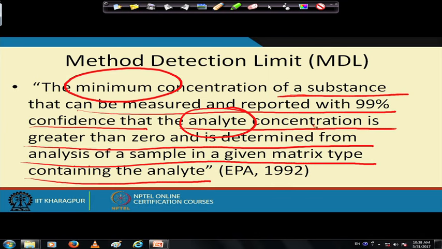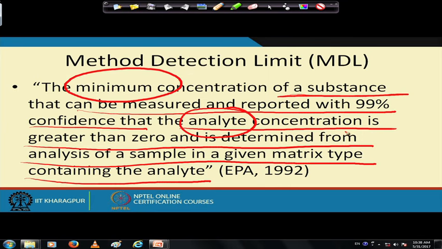The concentration, of course, is the amount that is present. Usually we express it as mass per volume or mass per mass. Mass per volume will be like milligrams per liter, mass per mass will be milligrams per kilogram. So that's the analyte concentration, and the value is greater than 0. That is, we can say with 99% confidence that the value is greater than 0, and we determine that number in a given matrix.